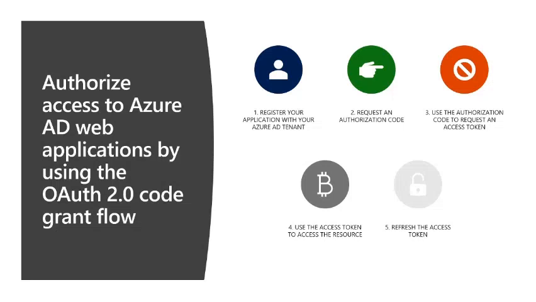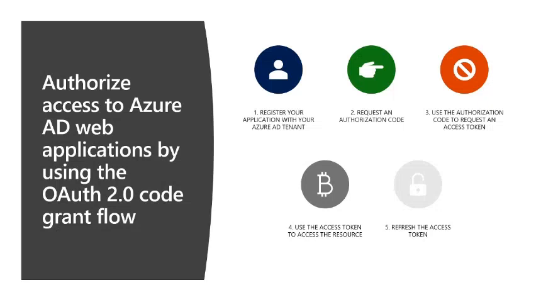So now you have acquired an authorization code and have been granted permission by the user. You can redeem the code for an access token to the desired resource by sending a post request to the token endpoint. Azure AD returns an access token upon a successful response.